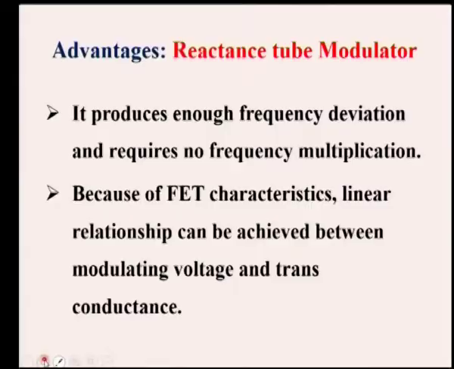Now, we will see the advantages of the reactance tube modulator. It produces enough frequency deviation and requires no frequency multiplication. Because of the FET characteristics, a linear relationship can be achieved between the modulating voltage and the transconductance. That is, if the voltage is varied, then the capacitance or the variable reactance should properly follow the variation of the voltage. In order to establish a linear relationship, this can be easily achieved using the FET.